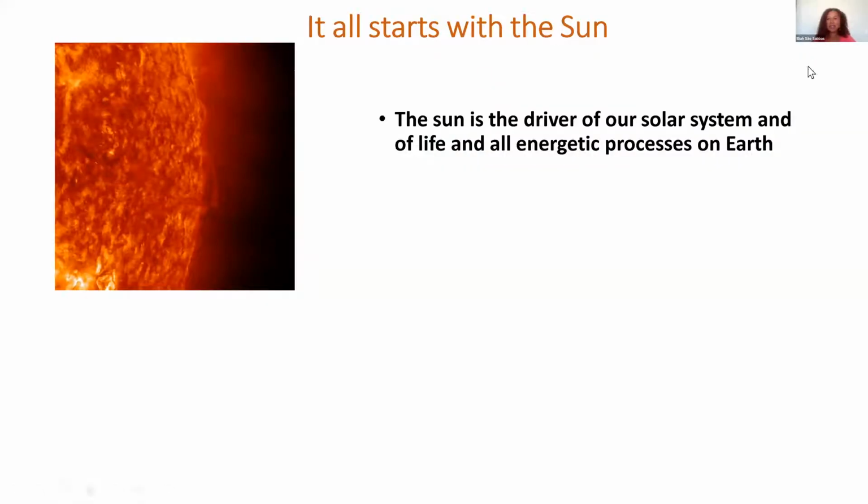So everything starts with the sun. The sun is the main driver of our solar system and of life on the surface of the Earth. The plants, the animals, us human beings. So it's the main source of energy for all processes on our planet. And here we have a very nice movie showing the sun with some activity and a very nice solar flare.